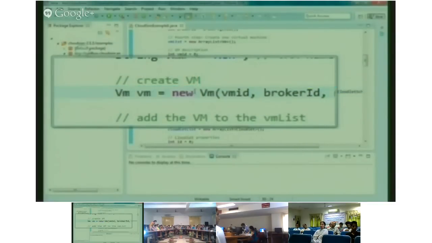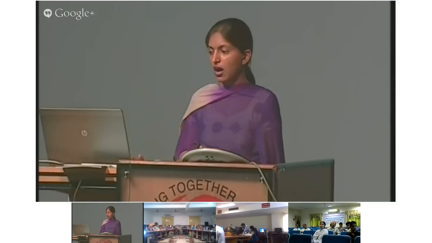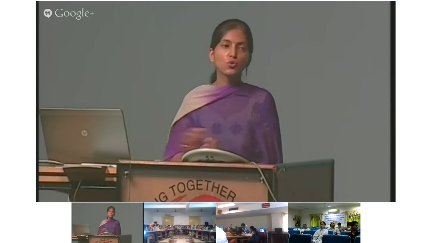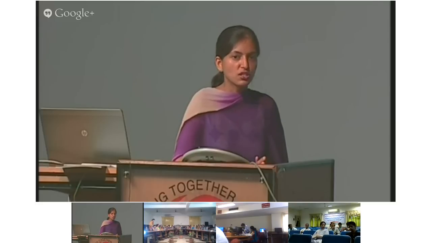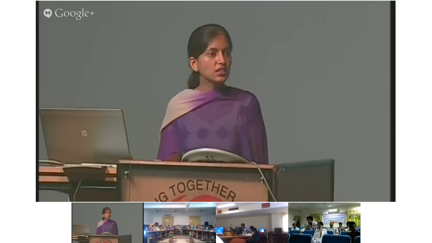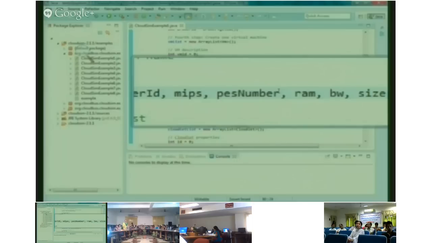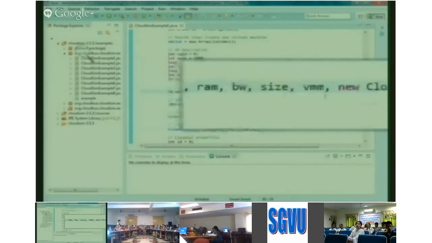Then actually how virtual machine object will be created. In the previous step, we were just creating a list variable in which virtual machines will be stored. Now, how to create actual virtual machine? So you are calling the constructor of virtual machine. Constructor? Do you know about constructors? So we are calling the constructor of virtual machine new VM. V is capital, M is small. VM, then its parameters. First parameter is virtual machine ID, then broker ID, MIPS. Whatever characteristics we have specified, we will pass them one by one to this function. All the parameters have been passed.